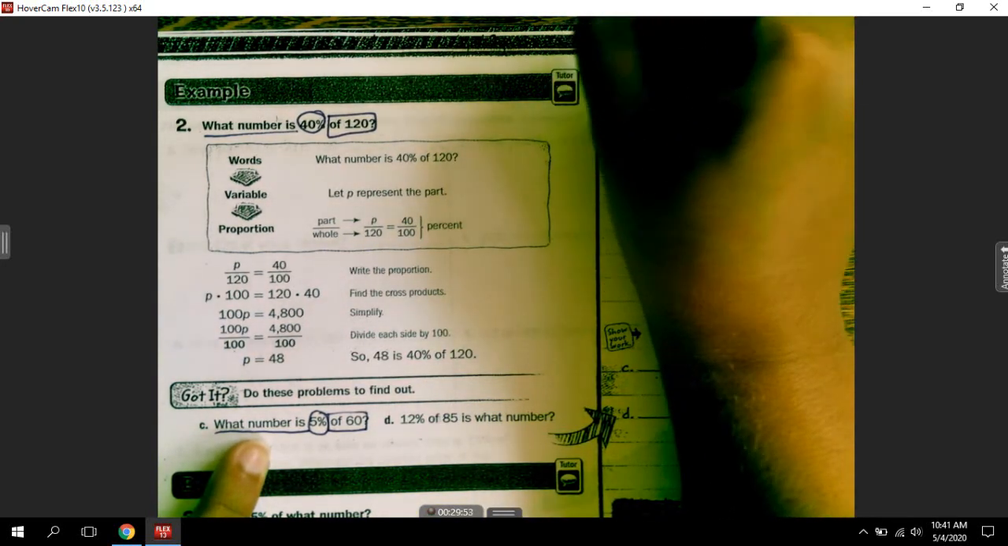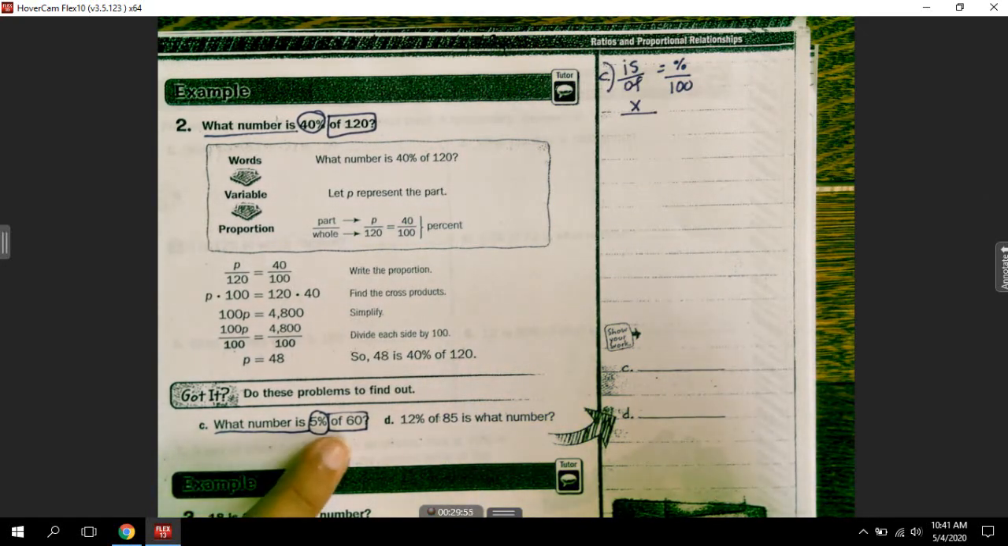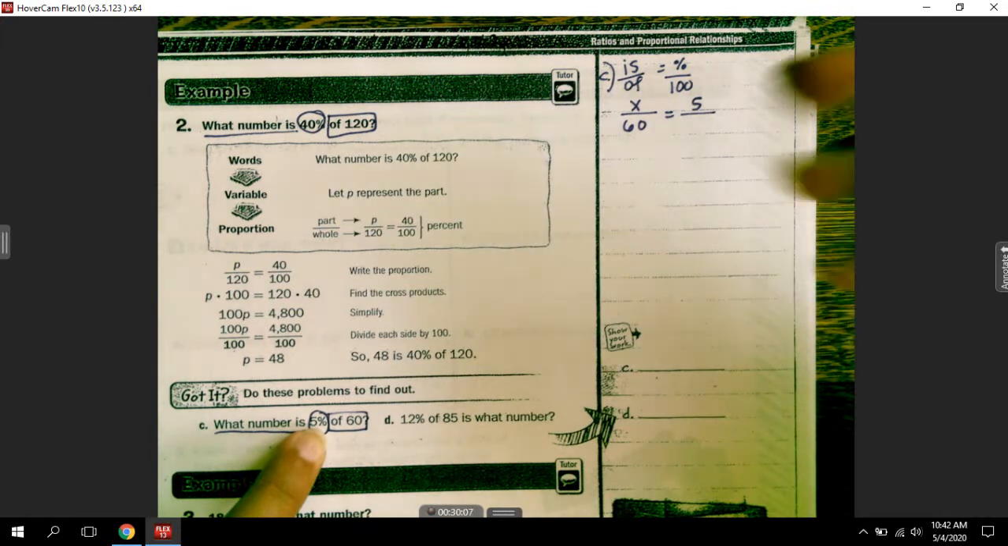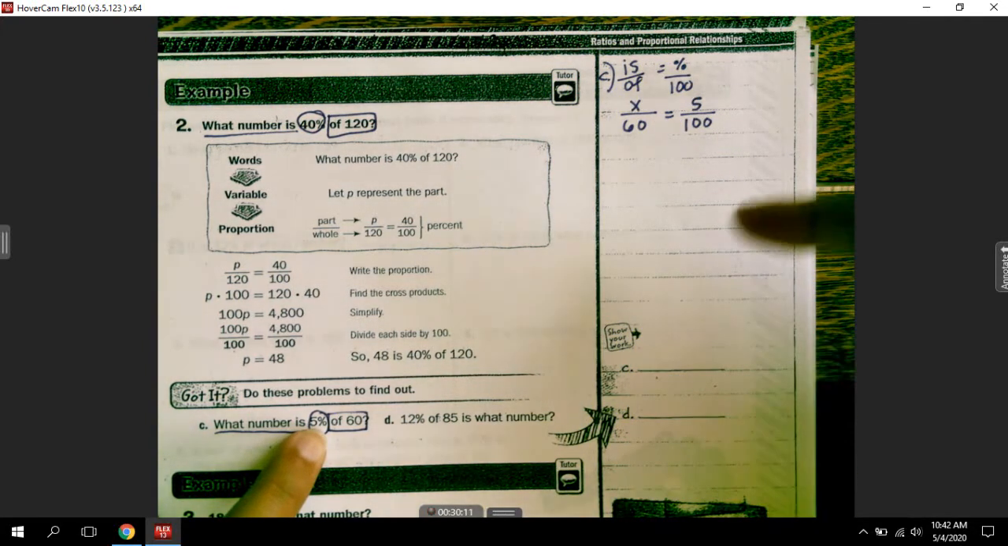So I'm just going to use x over of. 60 is with of, so it's going to be 60. X over 60 equals percent. Now there's a 5 with that percent, so you're just putting the 5. You're not putting 5%, you're just replacing that percent sign with the number. And then 100 stays. So there's your proportion.